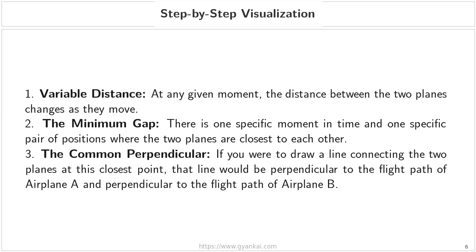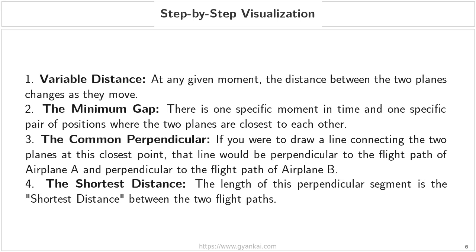Third, this brings us to the most critical geometric concept, the common perpendicular. If you were to freeze time at that exact moment of closest approach and draw a straight line connecting the two planes, that line wouldn't just be any line. It would be perfectly perpendicular to the flight path of airplane A, and it would also be perfectly perpendicular to the flight path of airplane B.